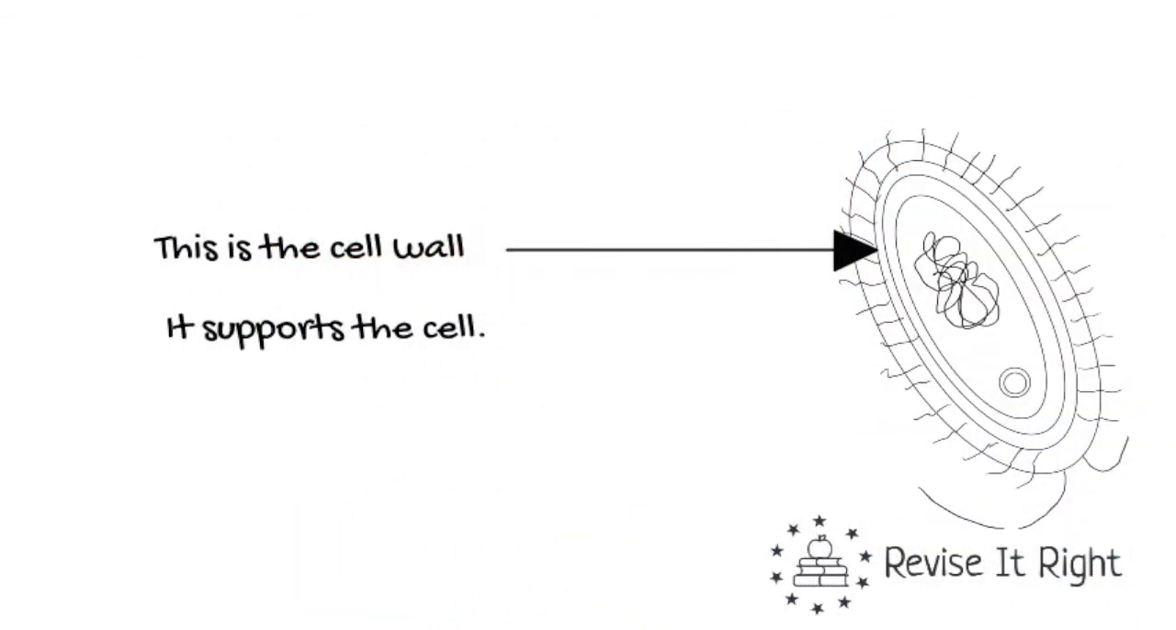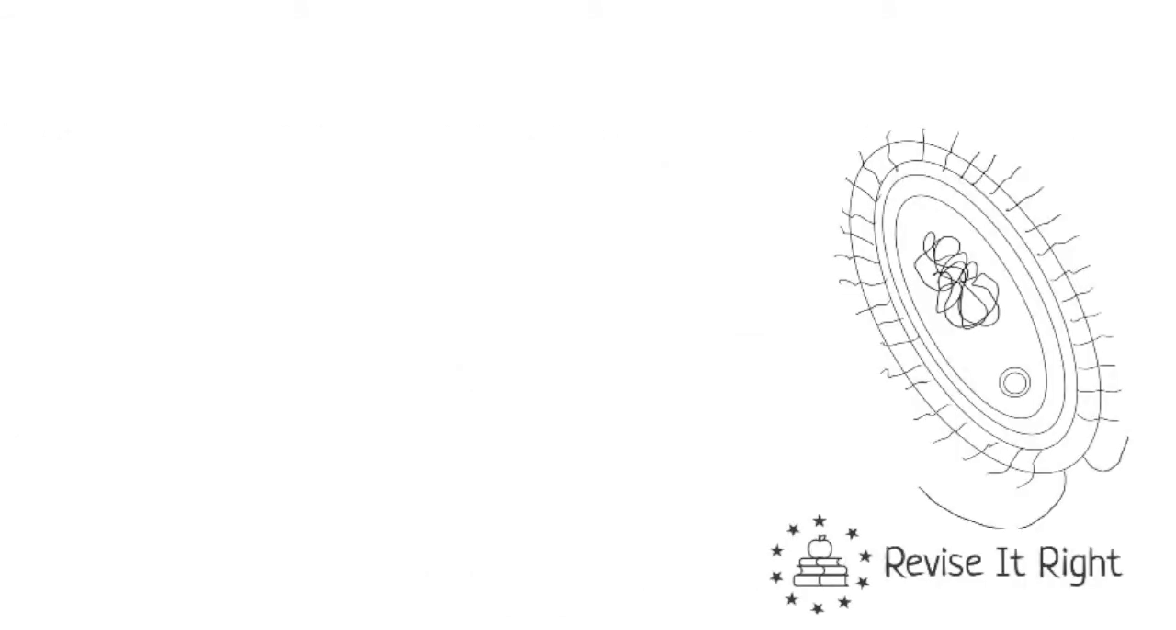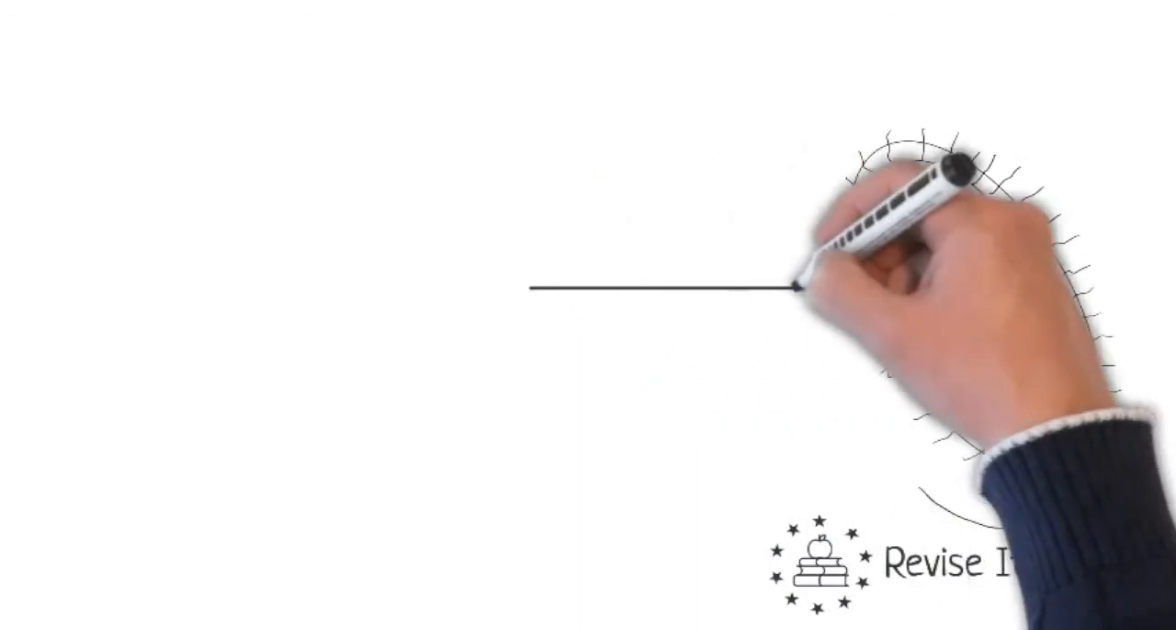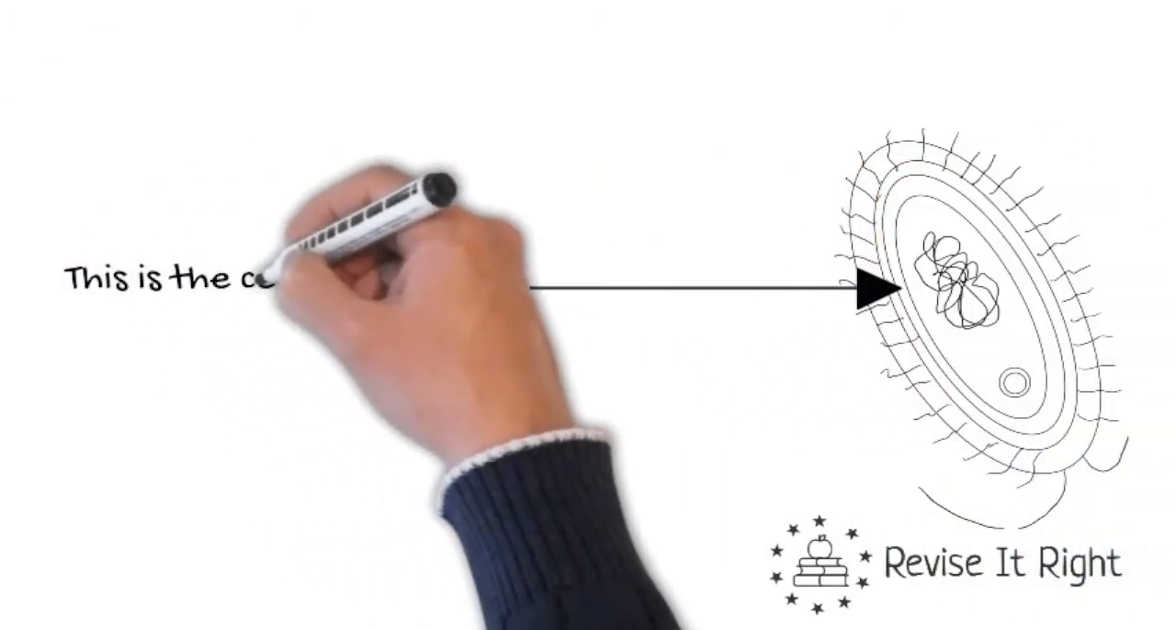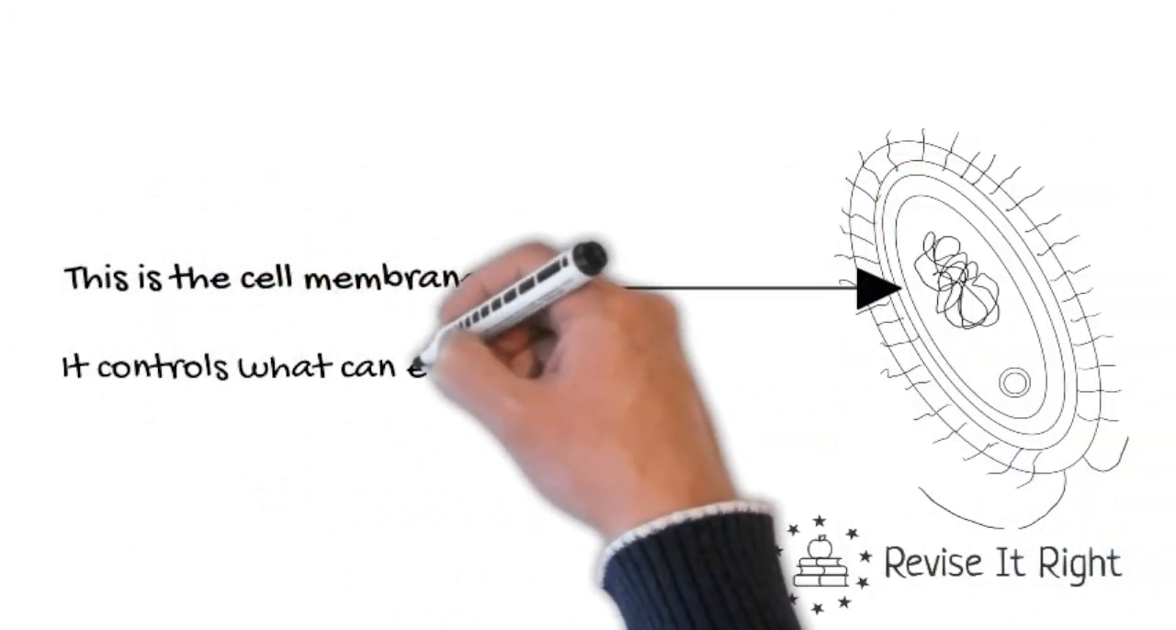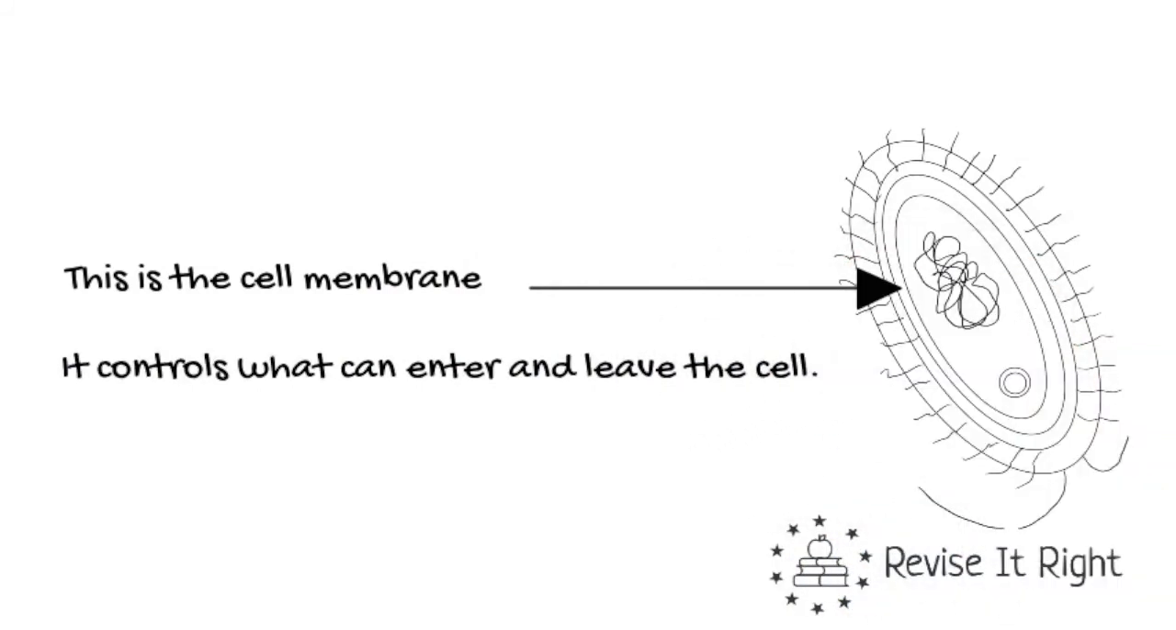Here is a cell wall. It supports the cell. Here is a cell membrane. It controls what can enter and leave the cell.